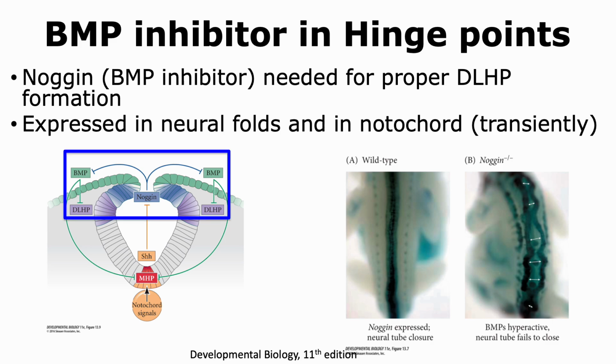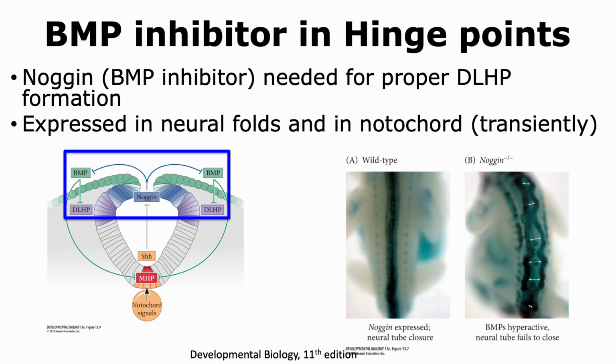Thus, when we look at the actual different signaling molecules that are present during primary neurulation, we have the notochord making sonic hedgehog, and the sonic hedgehog induces the cells that are right above it to become the floor plate. And when we have intermediate BMP signaling levels, this floor plate can form a medial hinge point.